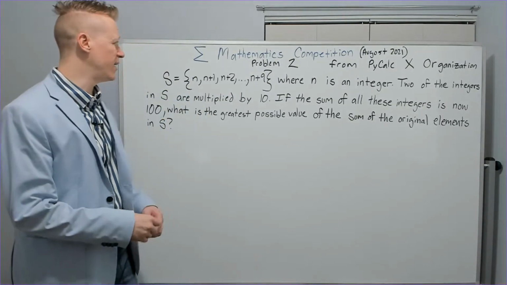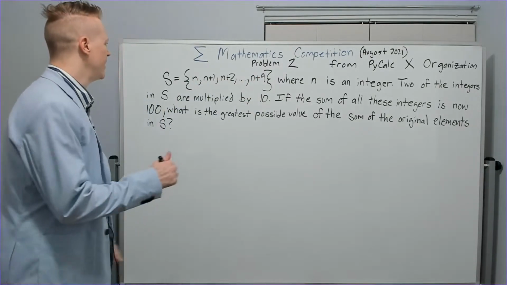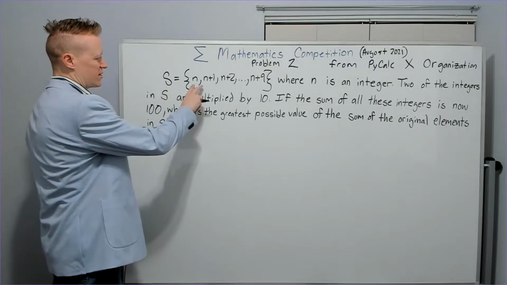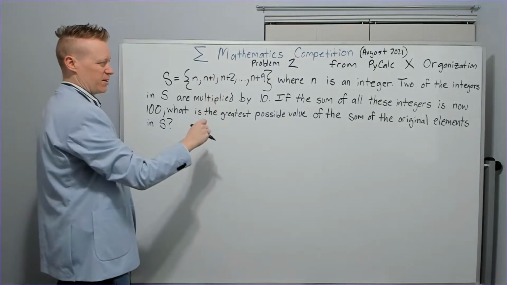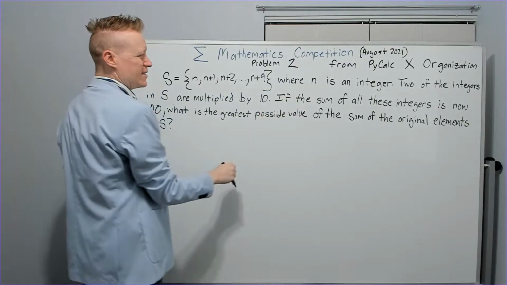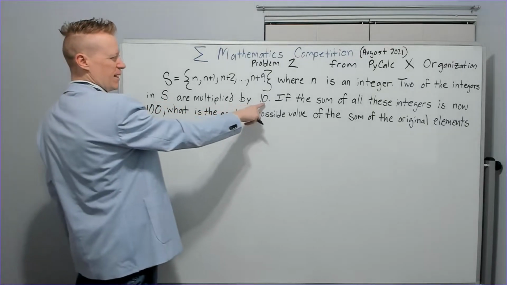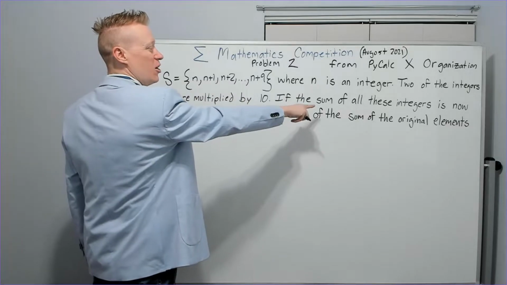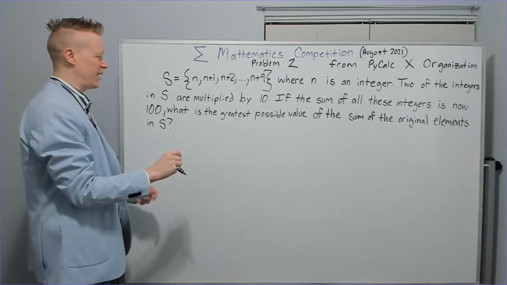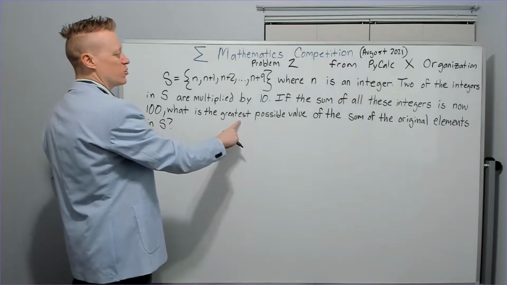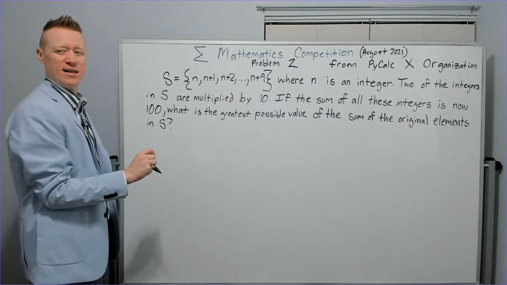All right, continuing on. This is problem 2 from the Sigma Mathematics competition. S equals this set of numbers, n to n plus 9. It looks like they're consecutive. That'll be important. Where n is an integer. 2 of the integers in S, which ones we don't know, are multiplied by 10. If the sum of all these integers is now 100, meaning after the multiplication by 10, what is the greatest possible value of the sum of the original elements in S?